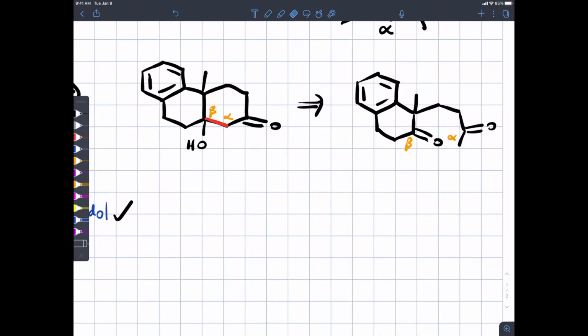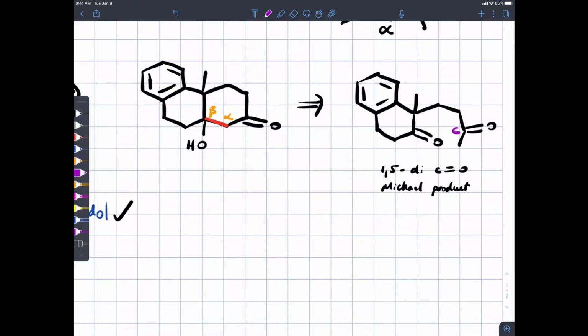So we know that in the Robinson annulation, the previous step would have been the Michael reaction. And even if we didn't know that, we could pay attention to the fact that those carbonyls are 1, 2, 3, 4, 5 atoms apart. So this is a 1,5 dicarbonyl compound, or a Michael product. Okay, so let's now try to figure out what bond we make in the Michael product.